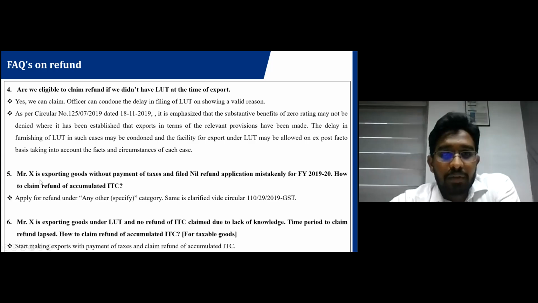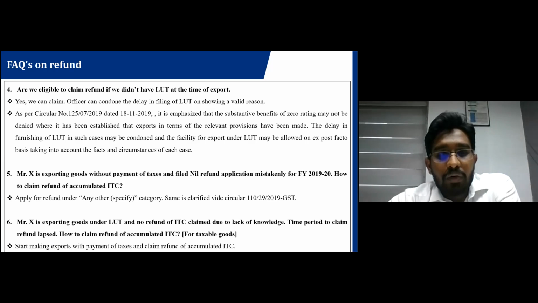Next, Mr. X is exporting goods without payment of taxes and filed nil refund application mistakenly for financial year 19-20. How to claim refund of accumulated ITC? In that case, the refund application for the financial year 19-20 will be closed. You can't reopen the refund application for the same period. In that case, you just claim refund under any other category. This is already clarified by the circular.